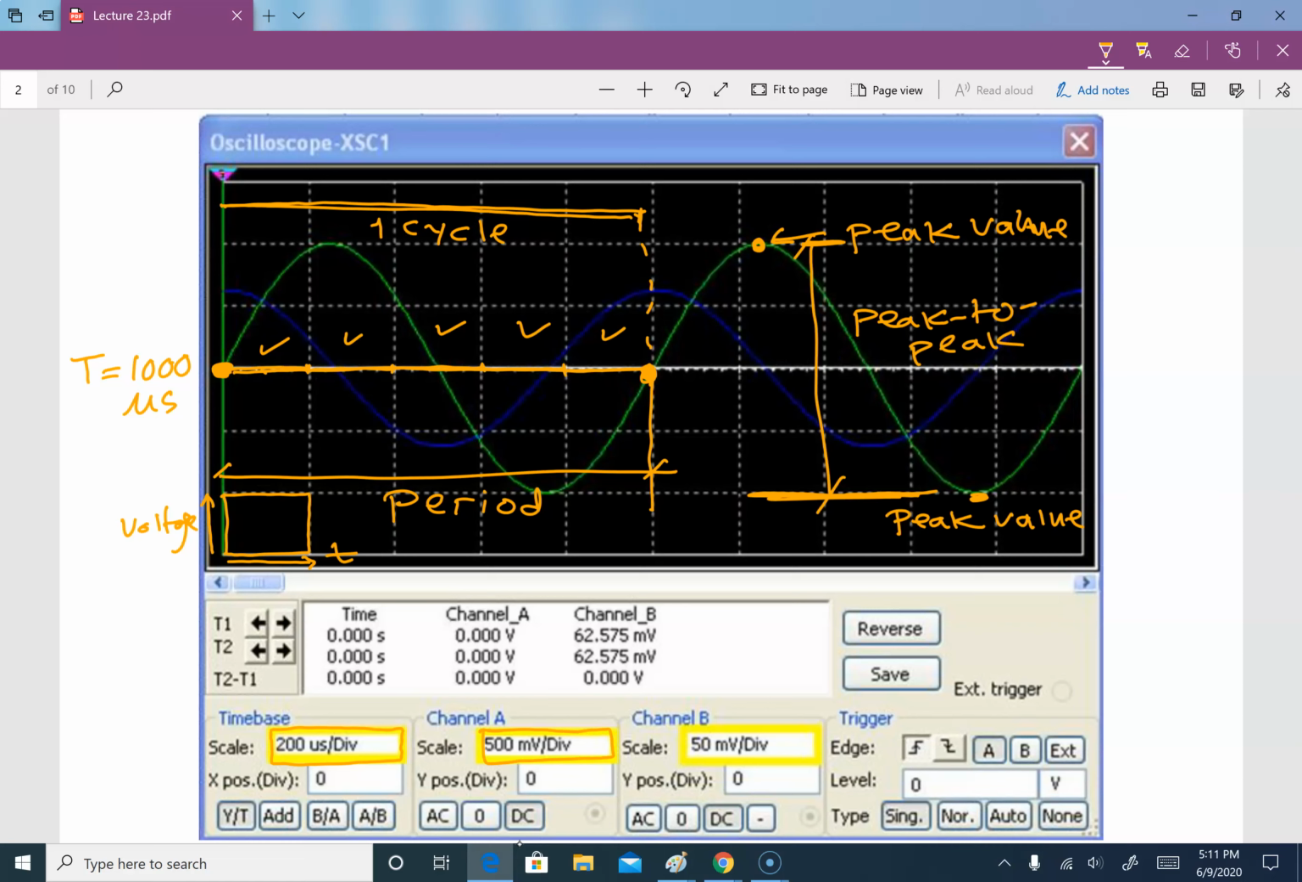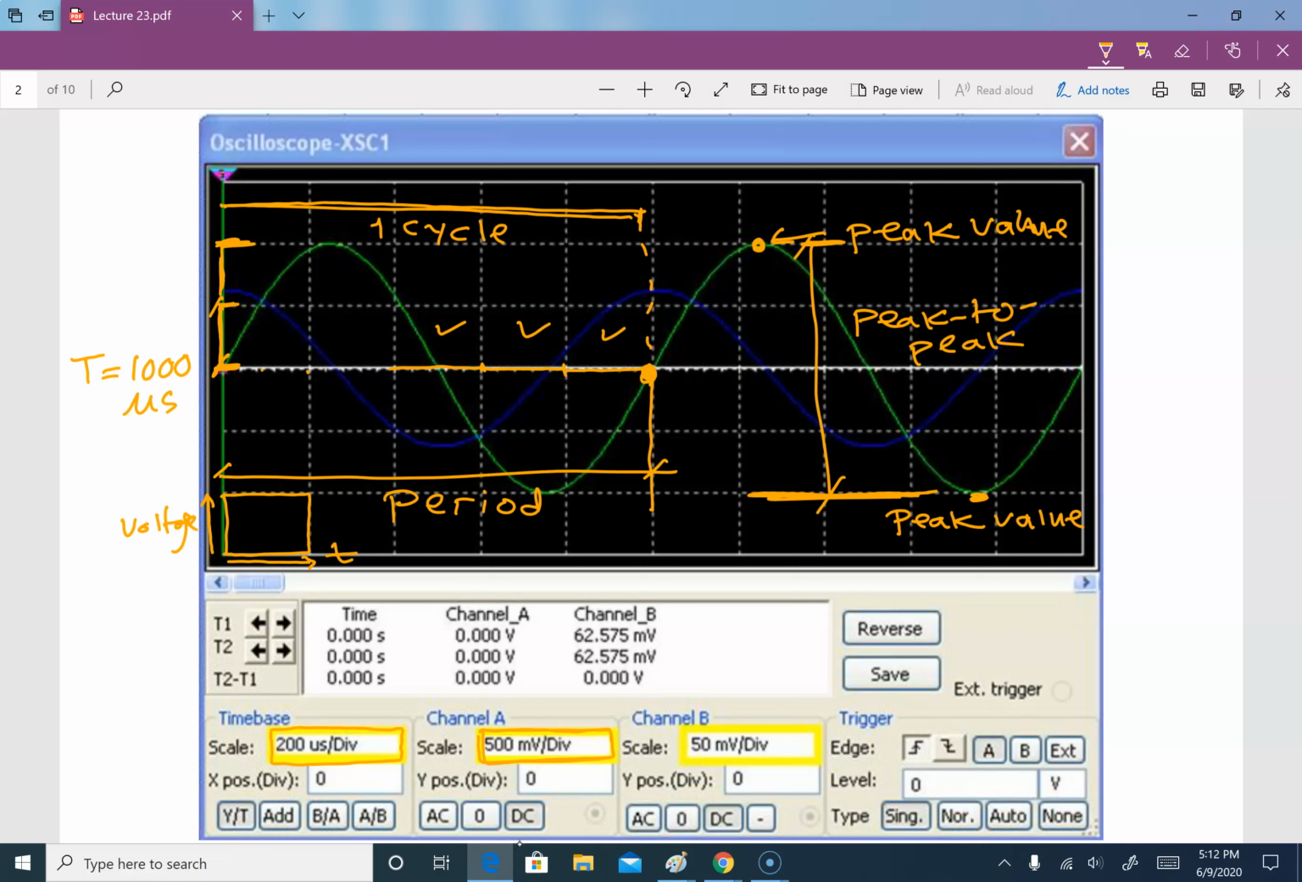Regarding the voltage, which is the y-axis, it is showing 500 millivolts per division. So looking at the y-axis, that is one division, and going this way, each division is 500 millivolts. That means over here we have 2 divisions, which is 1000 millivolts, or 1 volt. So each division is half a volt, and 2 divisions is 1 volt.